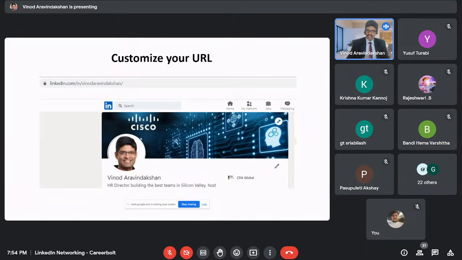There's an option to customize your URL for your LinkedIn profile. Most people do not use it the right way. So please customize your URL. Try to get your name in the URL as much as possible. My name is a unique name, so it's easy for me to get my URL customized. So do that on LinkedIn.